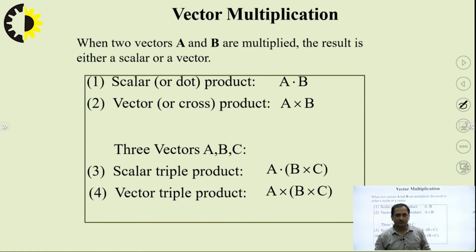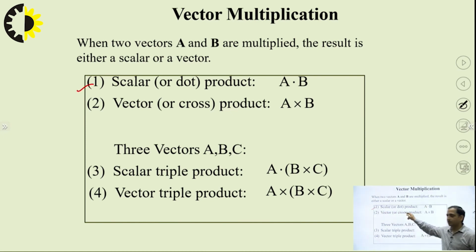Okay, so vector multiplication. There are two basic types of multiplication, scalar and vector multiplication of two vectors. Till now we have discussed addition, subtraction, unit vector, position vectors, distance, displacement. So all these things we have covered till now. For the multiplication part, first is the scalar or dot product, that is A dot B, and the vector or cross product, that is A cross B, right? This is the case when we have two vectors.